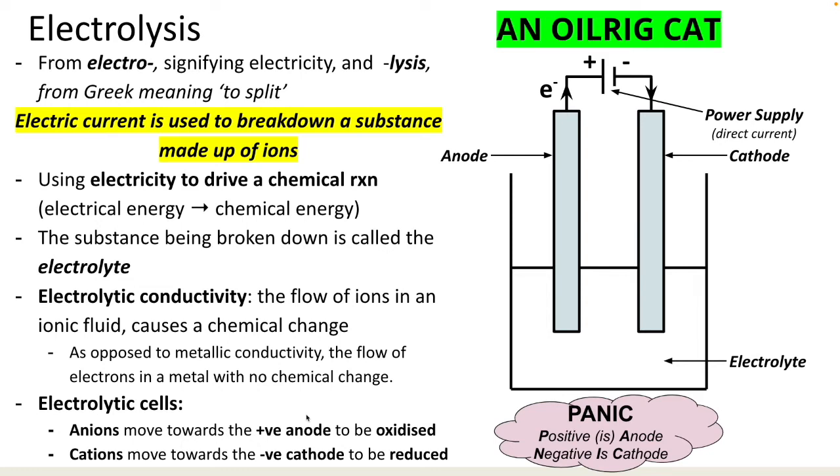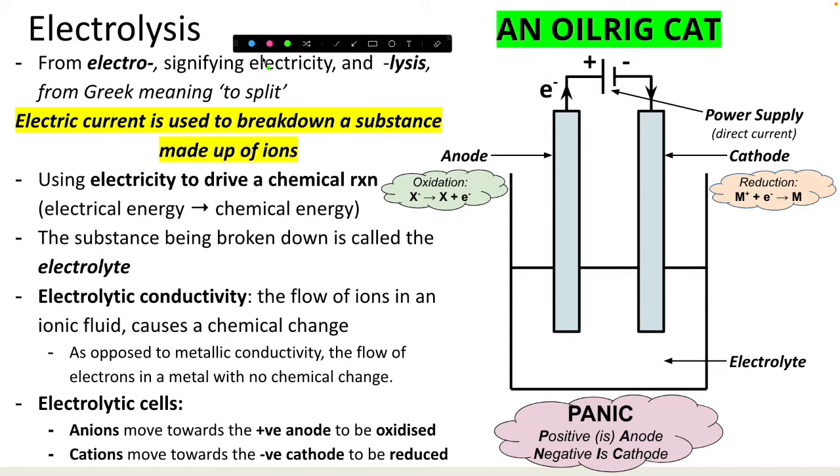So we can then incorporate our half reactions. We know that we have oxidation at the anode, so we can show the oxidation reaction occurring at the anode. So I've just got X for some sort of anion forming X, usually a molecule if we're dealing with our nonmetals, and we're losing the electrons.